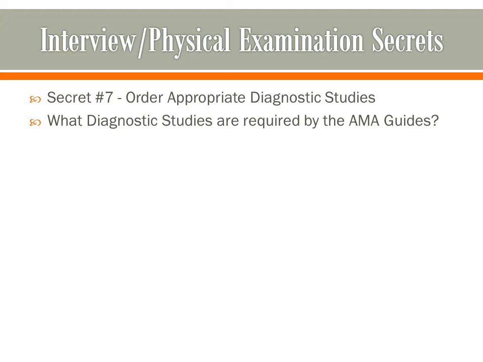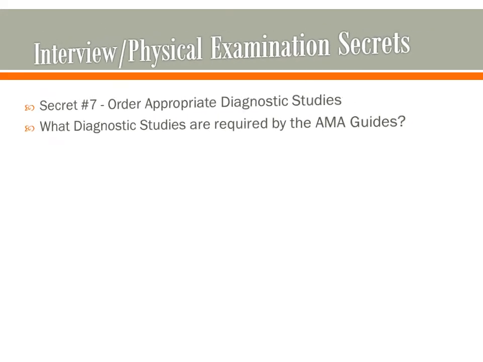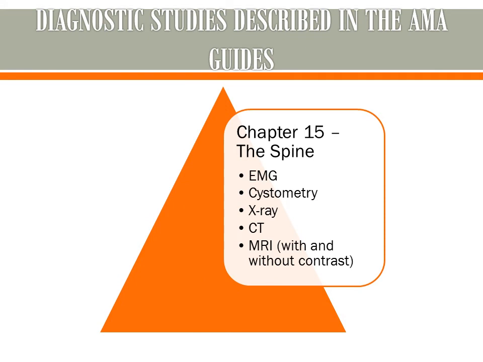the AMA guides? Well, let me give you some references from some of the specific chapters. In Chapter 15, the Spine chapter, it discusses some of the following diagnostic studies. It talks about plain film X-ray studies, CT studies, MRI studies, both with and without contrast, electromyography or EMG testing, and also cystometry testing for assessing the bladder.